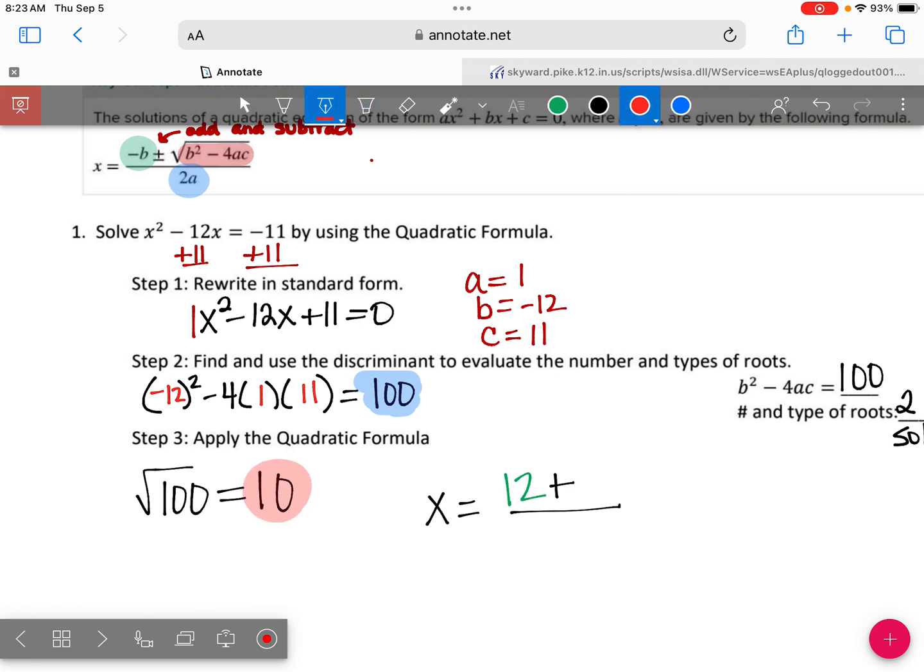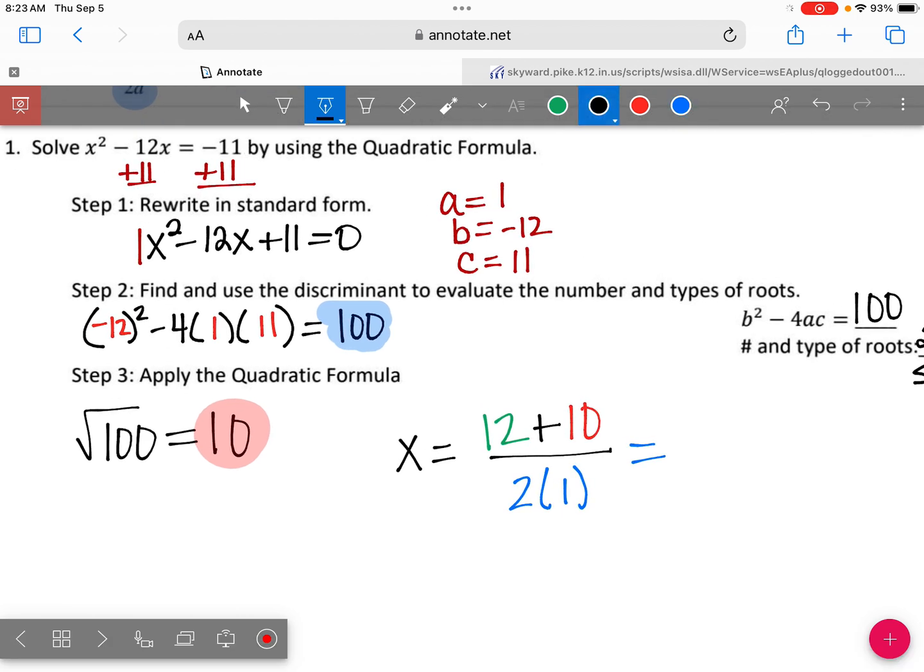So positive 12 plus 10, and that's divided by 2 times a, and a is 1. That's your first solution. Your second solution is 12 minus the 10 divided by 2 times 1. So go ahead, type both of those in your calculator to get your 2 solutions.